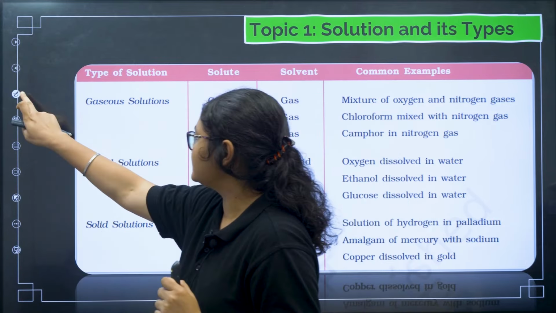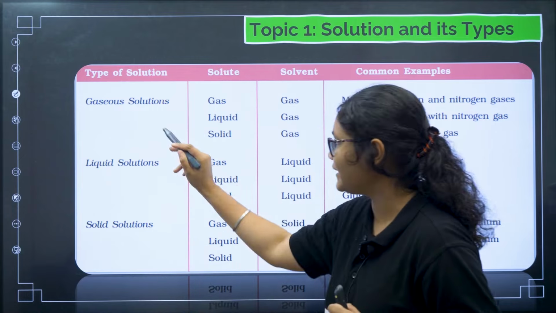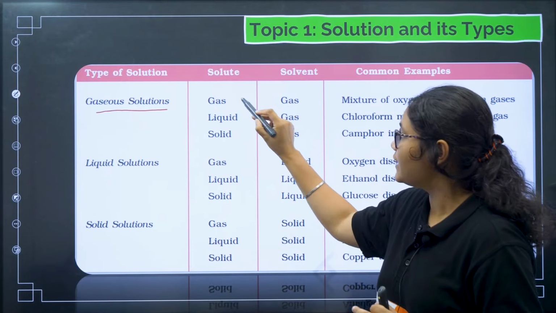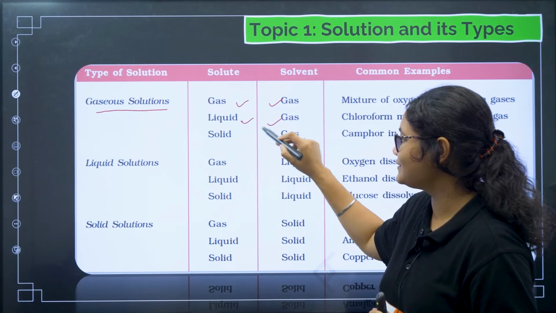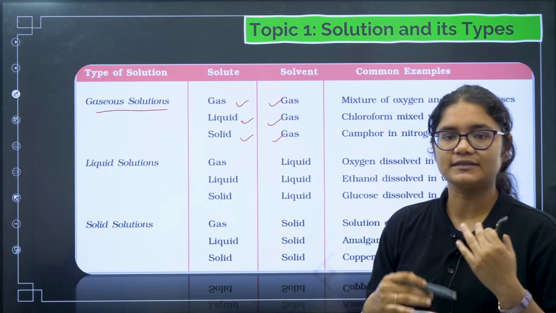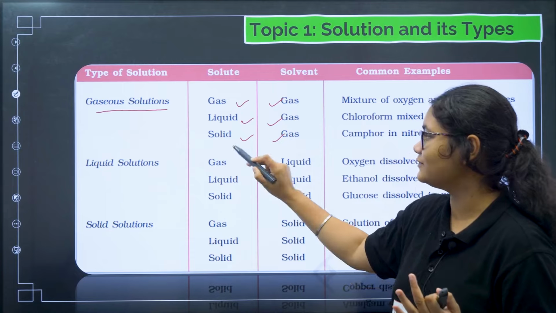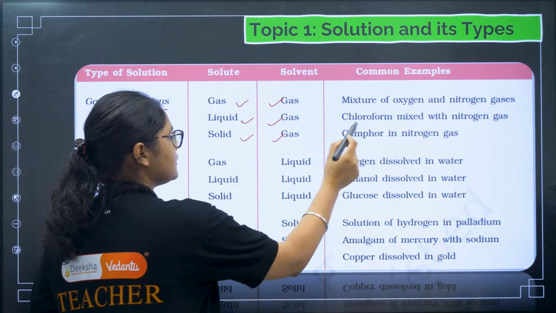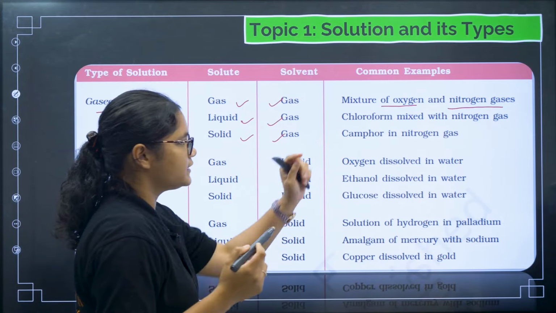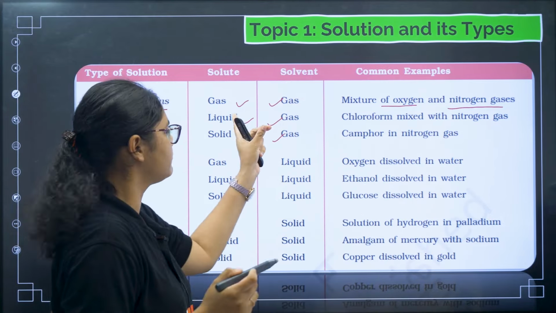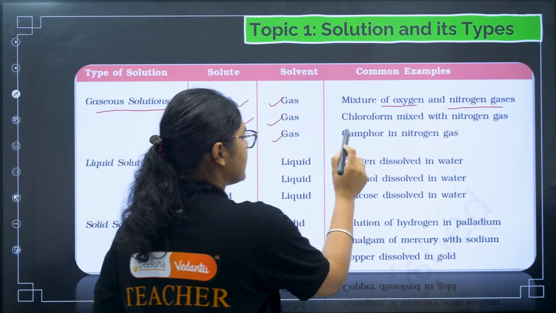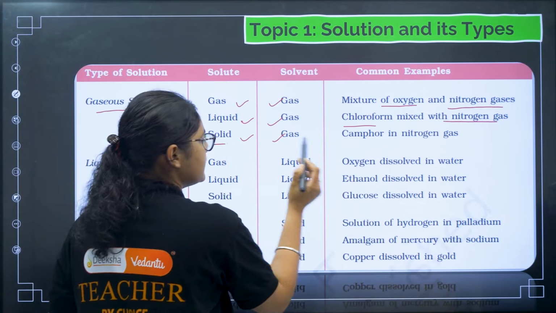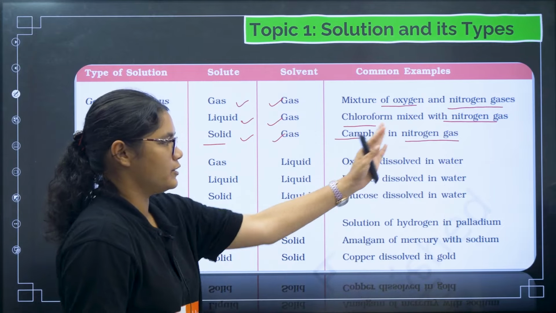Now you can see here, for example, if I take gaseous solution, in a gaseous solution the solvent has to be gas, then gas in gas, liquid in gas, solid in gas. And you also need to remember their examples. For example, oxygen and nitrogen: two gases, an example of gas in gas solution. Liquid in gas, chloroform in nitrogen gas. So this is my solvent, this is the solute. Solid in gas, camphor in nitrogen gas.